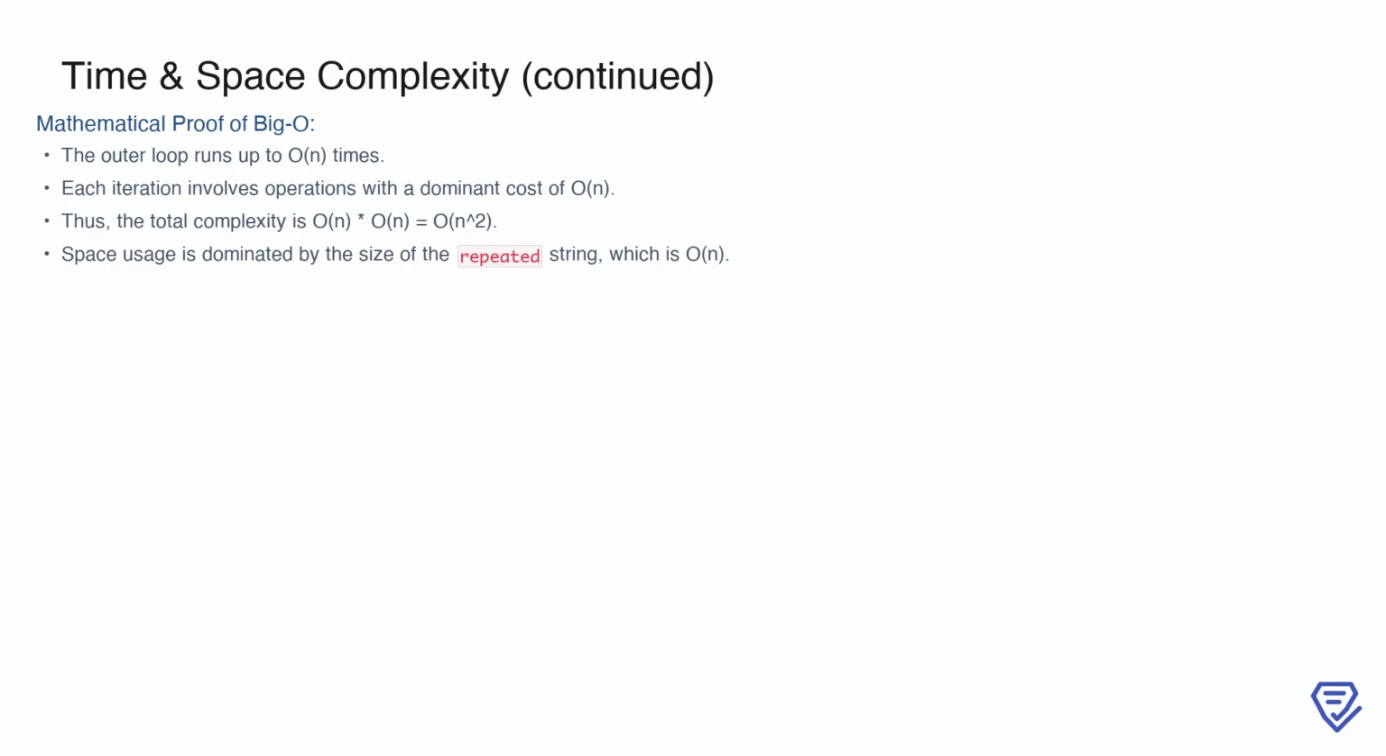For space complexity, the primary factor is the size of the repeated string, which is proportional to the input string and requires O(n) memory. Thus, the overall space complexity is O(n), confirming our earlier analysis.